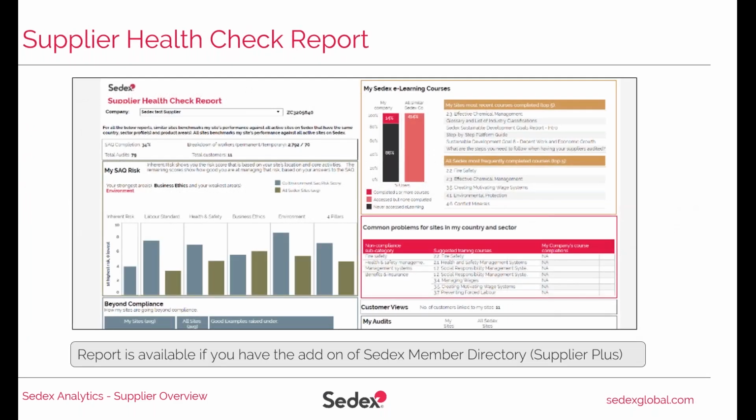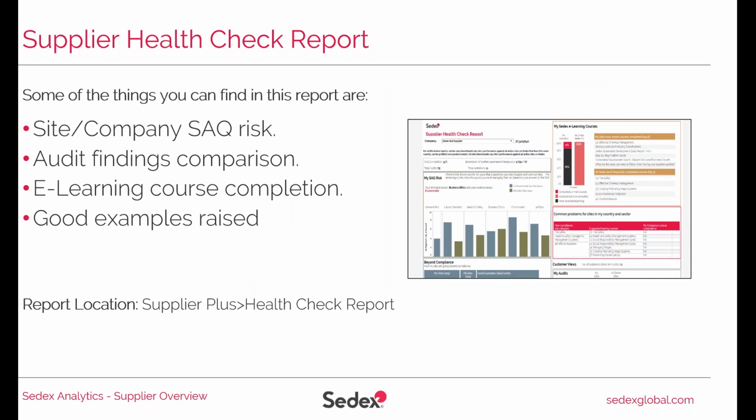Another report that's available is the supplier health check. So that's one worth looking at as well. This one is only available if you have the add-on of Sedex member directory. So Sedex member directory is free. If you do have the add-on piece, which is Supplier Plus, then you'll be able to run the supplier health check report. And this is a useful report which shows you audit finding comparison, site, company, SAQ, risk. So a good overview and comparison to showcase your best practices.